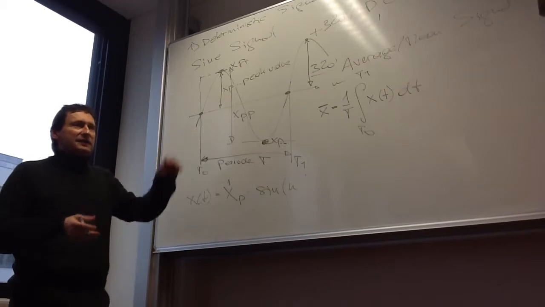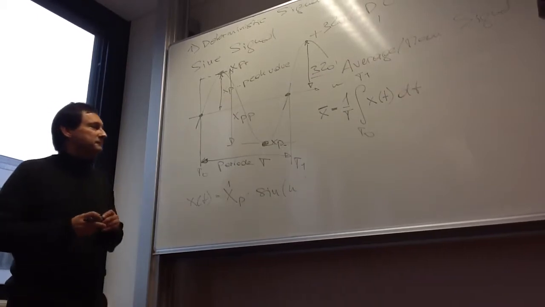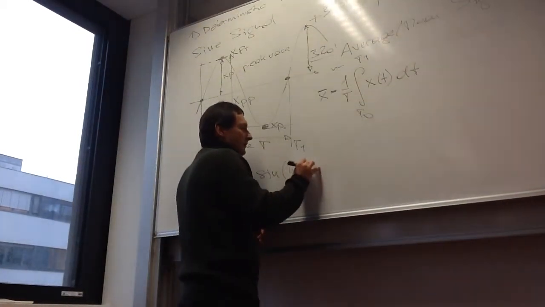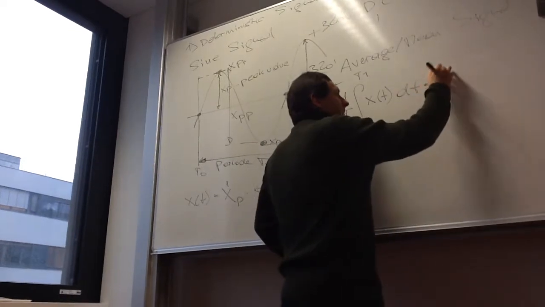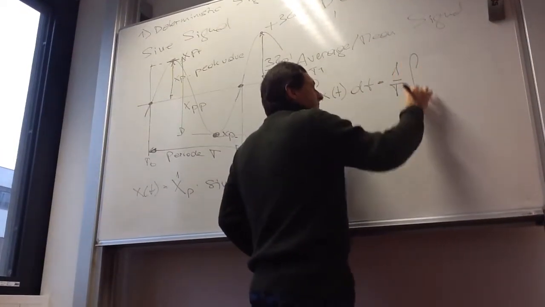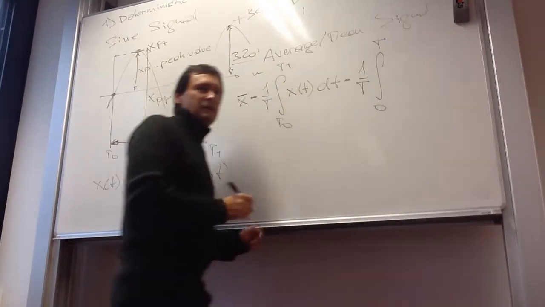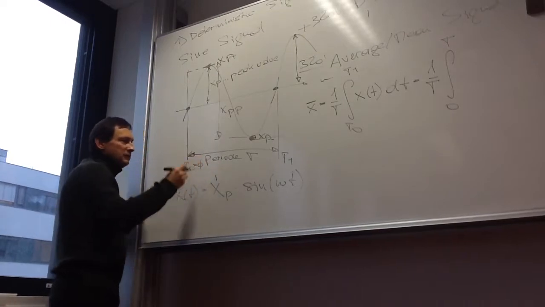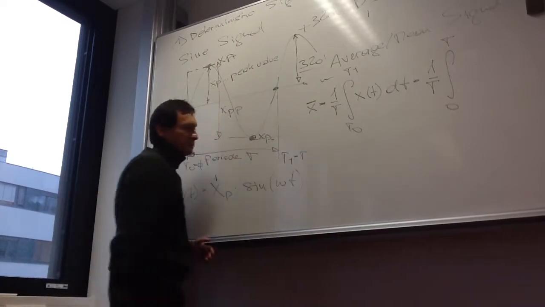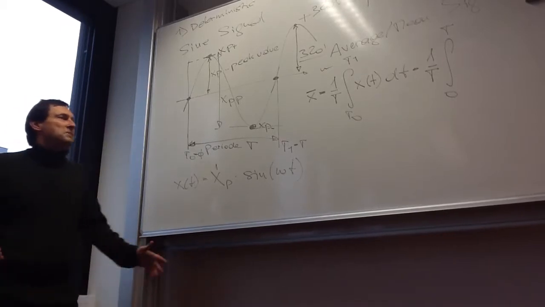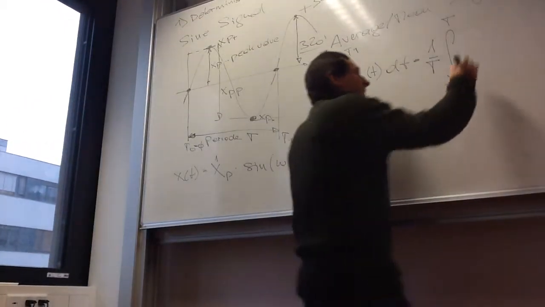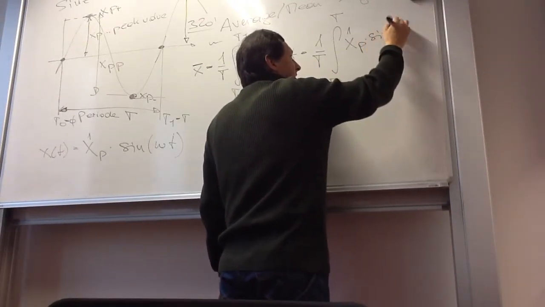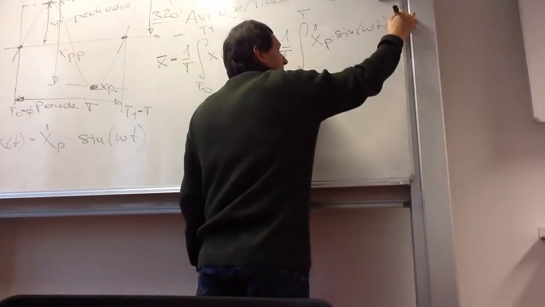And now we can try that for our sinusoidal function. It's quite simple, we only have to put it into our equation. So it's 1 over T, integral from 0 to T, because we can set our integration border T0 equal to 0 and T1 is actually T. And the function equals x peak times sine omega t dt.